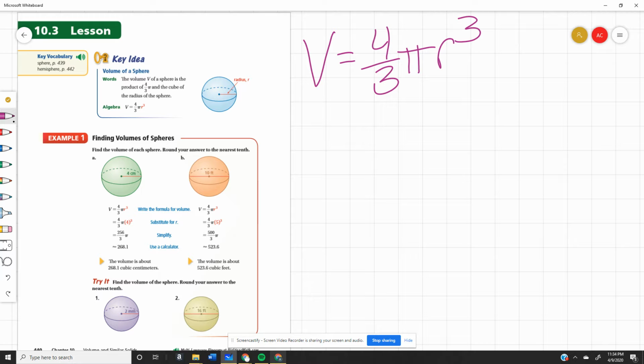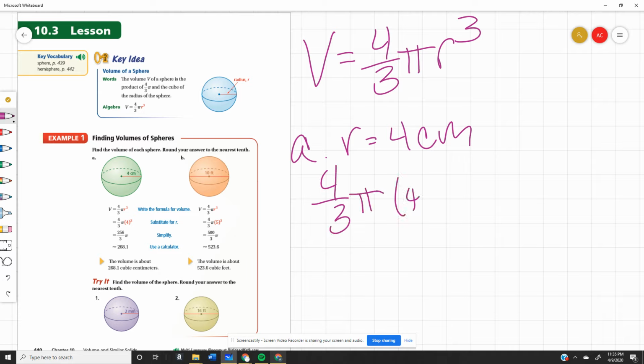So let's go into finding the volume of spheres. It wants us to find the volume of each sphere and round our answer to the nearest tenth. So for A, we have a sphere and it has a radius of 4 centimeters. So we're just going to plug it in. We're going to say 4/3 pi times 4 cubed. Okay? And then we're going to do some math. I'm going to say 4 cubed is 64. So I have 4/3 times 64 times pi, because I can use the commutative property to move things around.